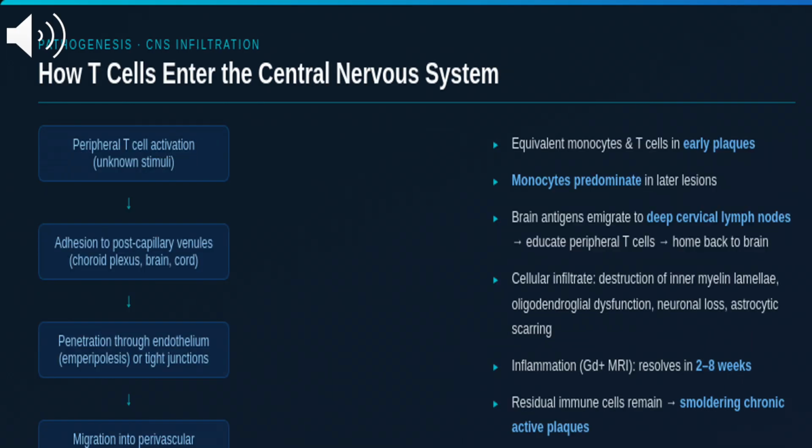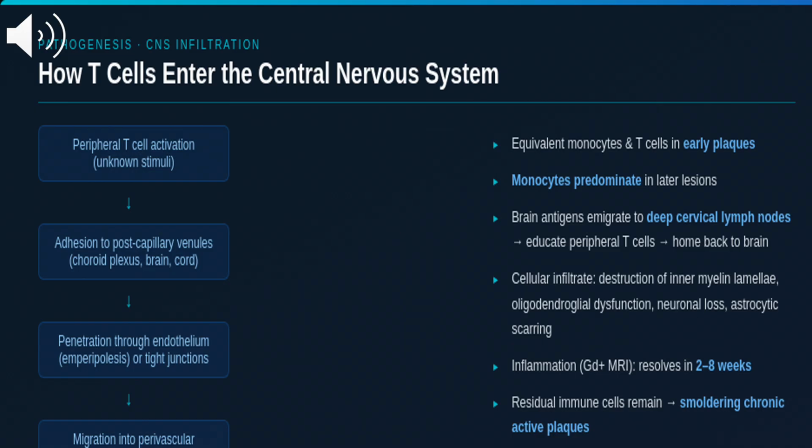The blood-brain barrier exists precisely to keep immune cells out of the CNS, yet in MS, T cells breach it repeatedly. How does this happen? Following peripheral activation by unknown stimuli, circulating T cells adhere to postcapillary venules in the choroid plexus, brain, and spinal cord. The molecular basis of this adhesion involves integrins on T cells binding to VCAM1 on endothelial cells, which is why natalizumab, an anti-VLA4 antibody, is so effective at blocking this step.